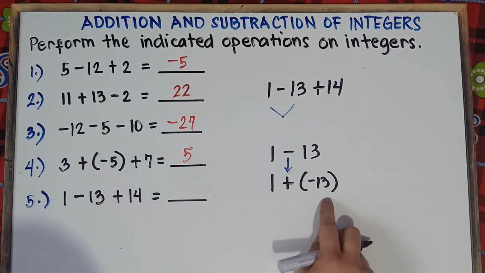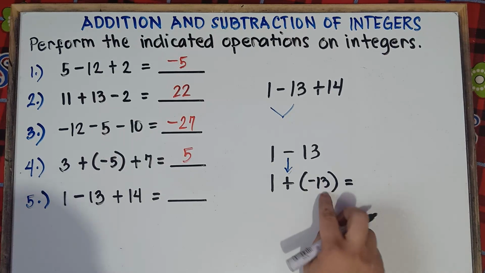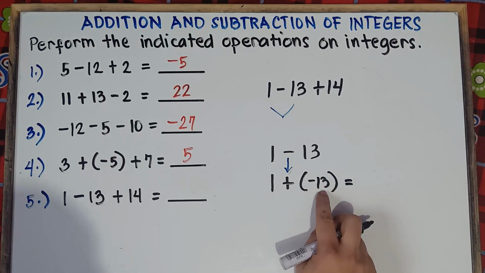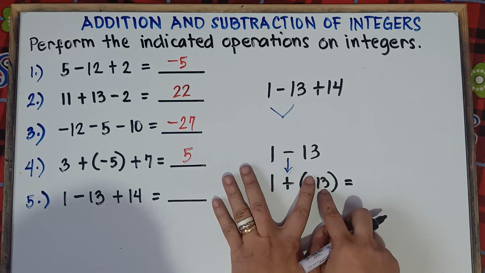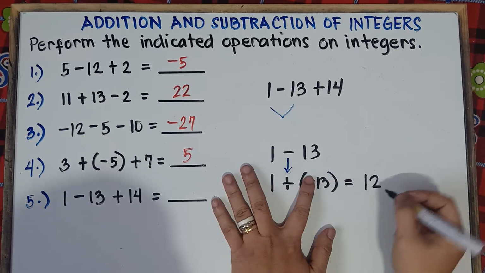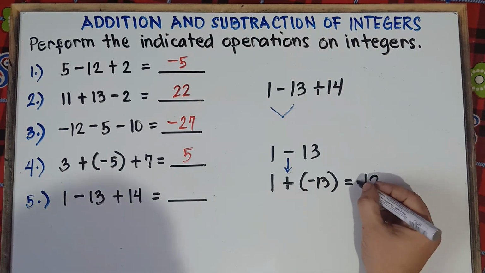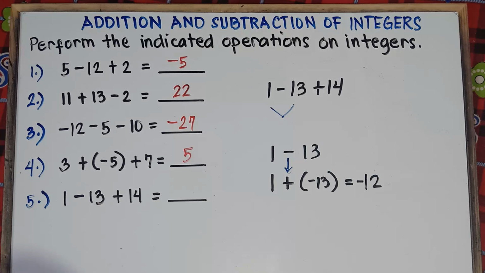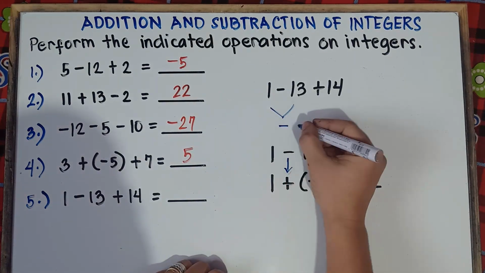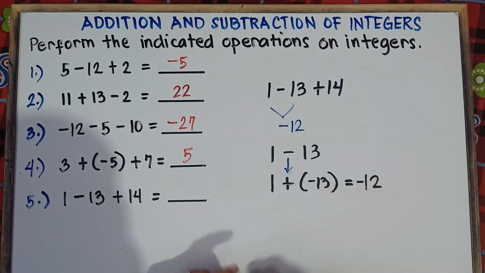So 1 plus negative 13. Once again, rules in addition. If they don't have the same sign, you subtract. So ignore first the sign. 13 minus 1, that is 12. Now 13 is greater than 1. We copy the sign of 13. So that would be negative 12. 1 minus 13, the answer is negative 12, plus 14.